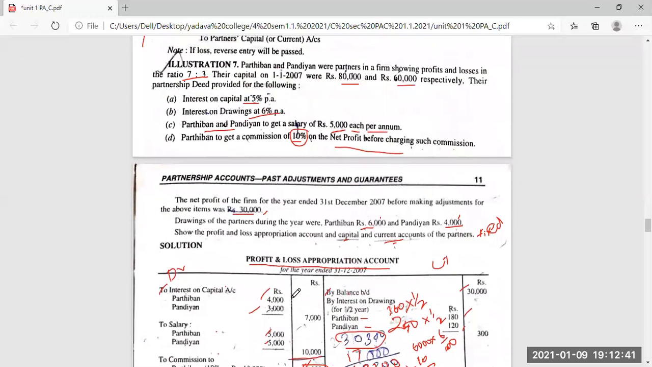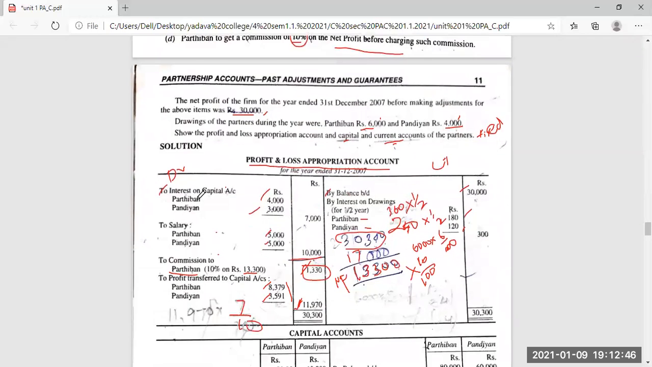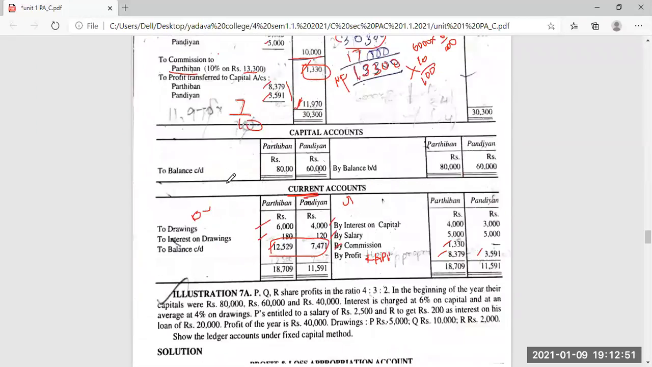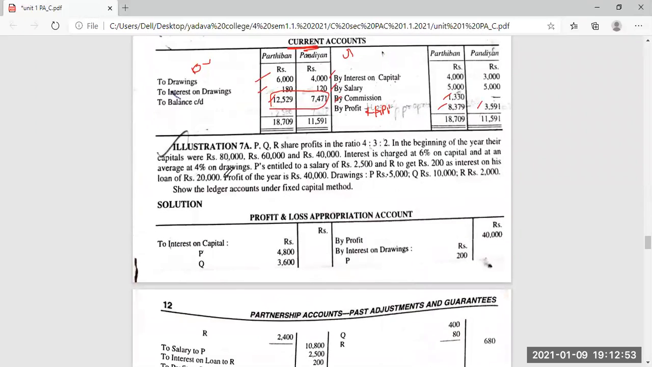So these are the calculations regarding Parthiban and also for the interest on drawings. Commission to Parthiban, then interest on drawings. Okay, now we move on to the next problem.